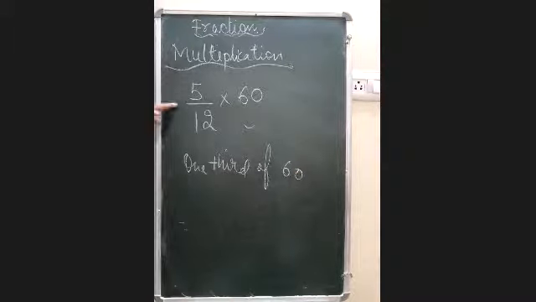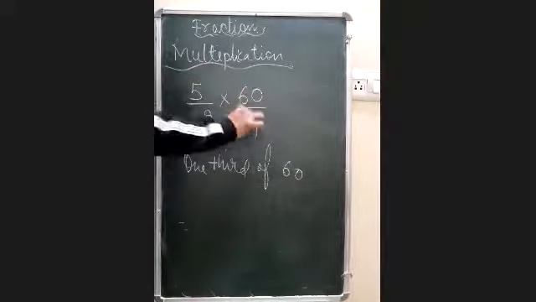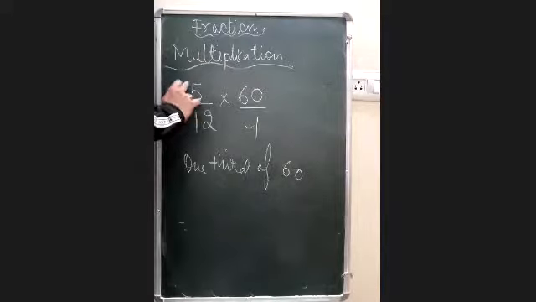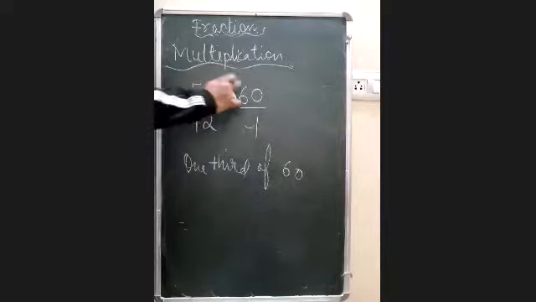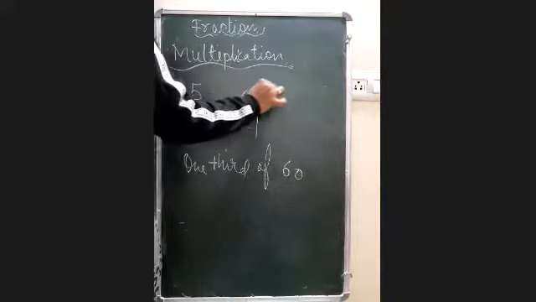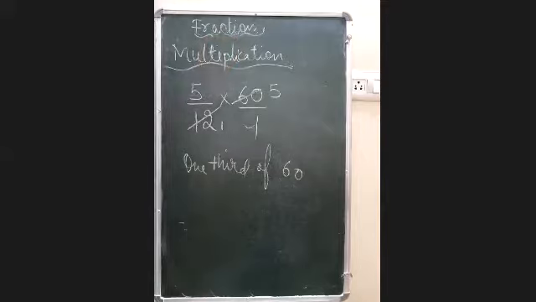So 5 upon 12 multiply by 60. How will we do that? There is nothing in the denominator. It means it is 1. The one who has nobody has 1, so 1 is everyone's owner. We will use this process. And now you know 5 and 1 cannot cut, but 12 and 60 can cut. It will cut directly. 12 ones are 12 and 12 fives are 60. It is cut. Okay?